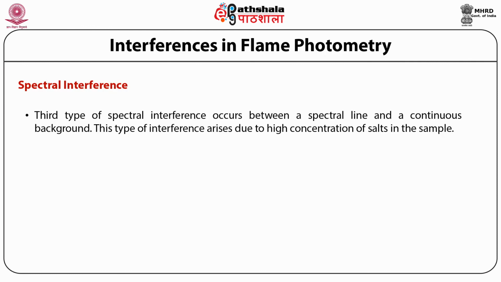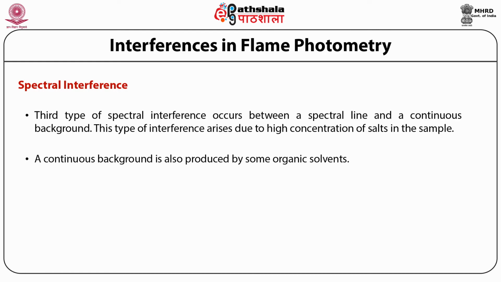The third type of spectral interference occurs between a spectral line and a constant background. This type of interference arises due to the high concentration of salts in the sample. This occurs especially in the salts of alkali and alkaline earth metals. Continuous background is also produced by some organic solvents. An example is methyl isobutyl ketone, which is particularly troublesome in flame photometry. Thus, this type of interference can be detected by the scanning technique.